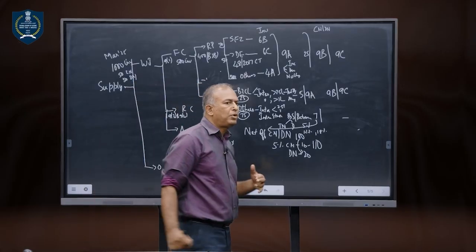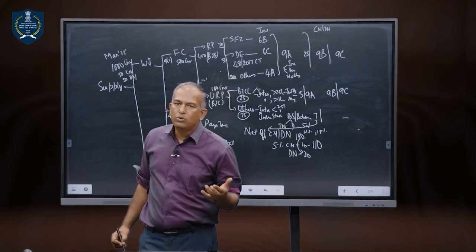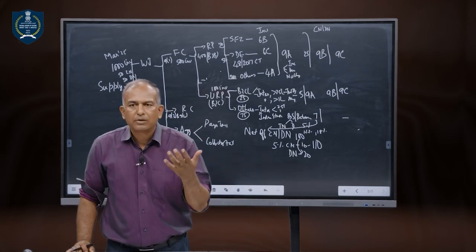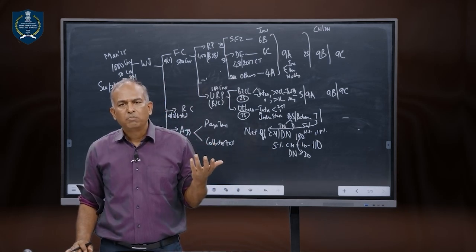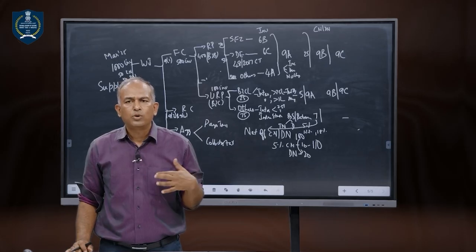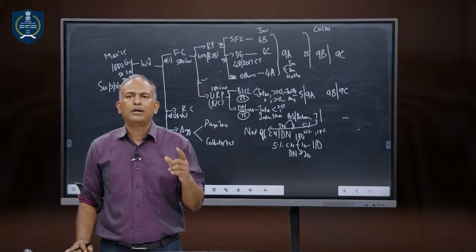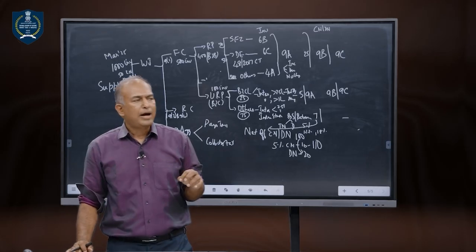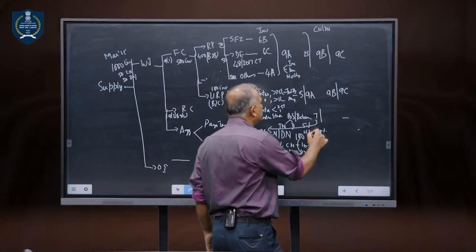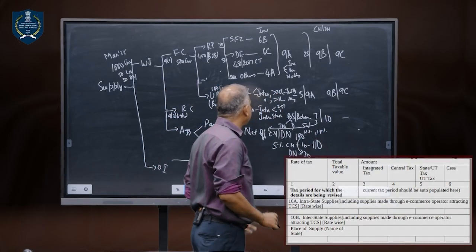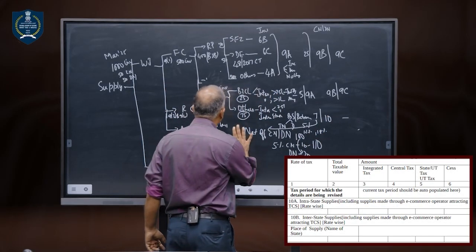Similarly, is it possible that instead of showing Tamil Nadu as place of supply, I have shown Kerala as place of supply? Possible. I made a mistake. Should I be allowed to correct it? Yes, I can correct it once. And that correction happens in a table which is called table 10.